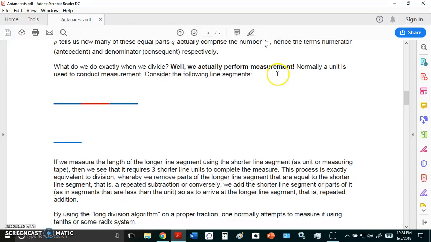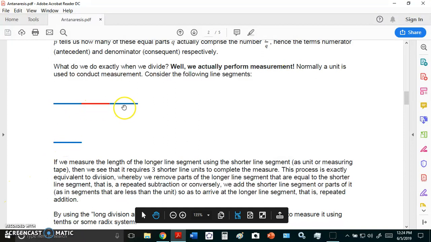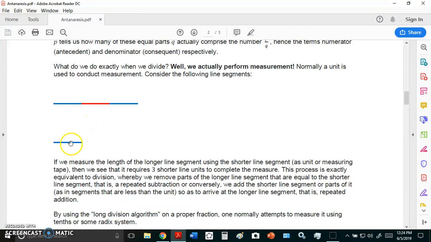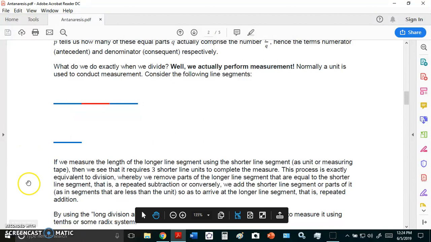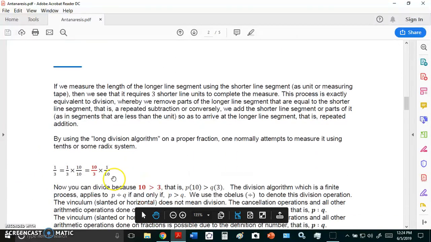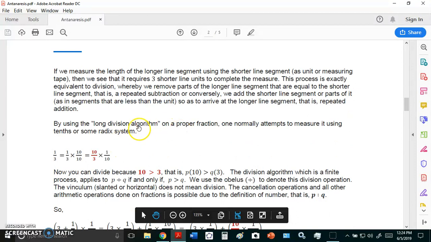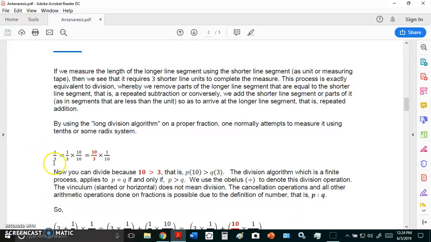So what do we actually do when we divide? We actually perform measurement. So if we wanted to divide this line segment by this one, there are two ways to do it. We could see how many of these shorter ones we can fit into the bigger one and parts of it, or we could start off by subtracting it and counting out how many times we subtracted it. And so I show you that by using the long division algorithm on a proper fraction, such as 1/3. What is a proper fraction? It means a number in which the numerator is less than the denominator. All numbers are fractions, by the way, even whole numbers and integers, they're all fractions.